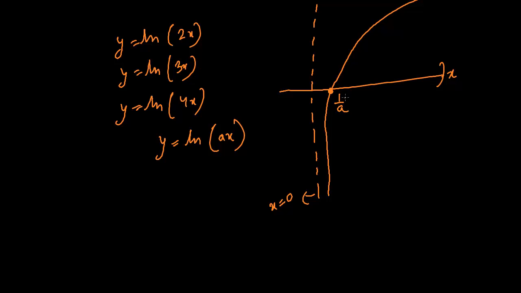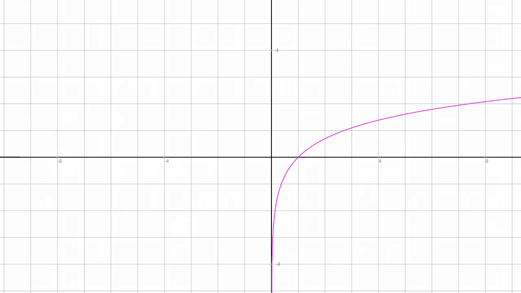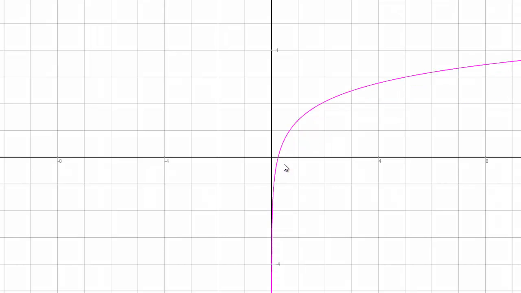Let me show you the graph plotter. So this is y equals ln x, and if we zoom in, we can see that the vertical asymptote, the y-axis, or x equals 0, it comes very close to that. If we have y equals ln 2x, it looks like this. It used to cut at the point 1. Now when we put 2, it is not cutting at that point anymore. It is cutting at 1/2. Then if we have 3, it is here. This is 1/3. If we have 4 over here, this is 0.25.